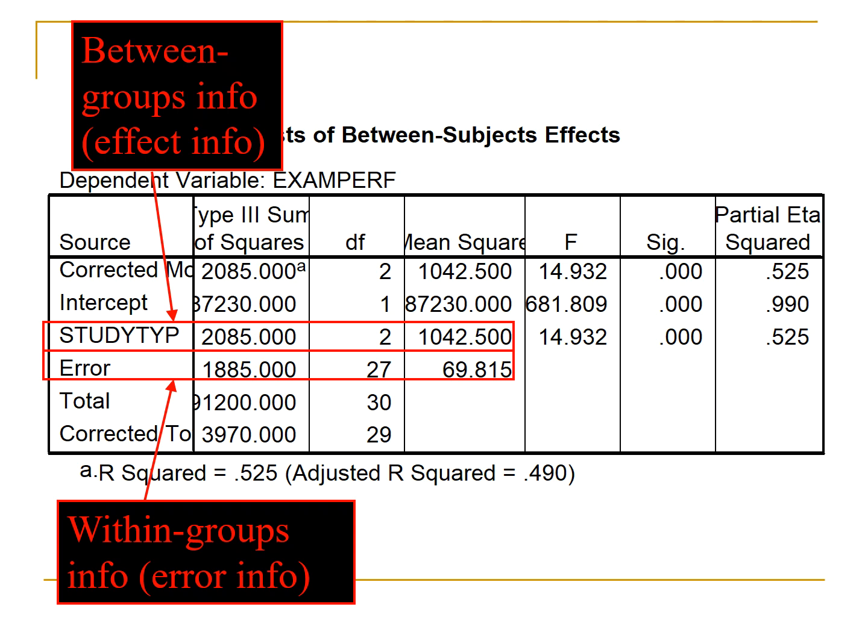It's important to recognize that there's some important information here. Our sum of squares for study type is 2085. Divide that by 2, and that's 1042.5. Our error sum of squares is 1,885, and divided by 27 that is 69.815.